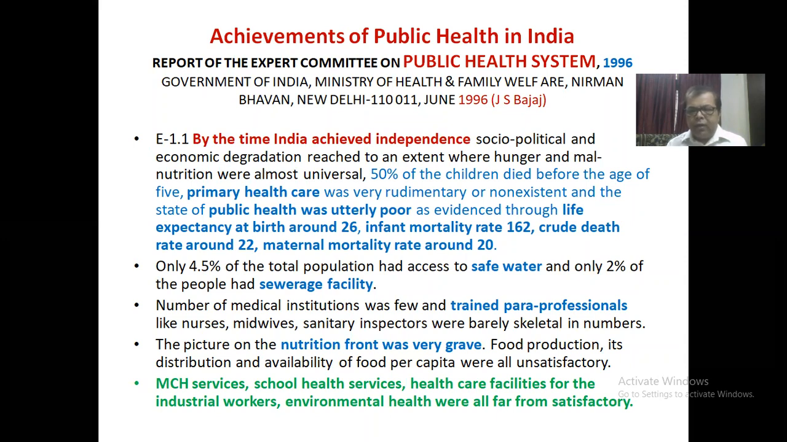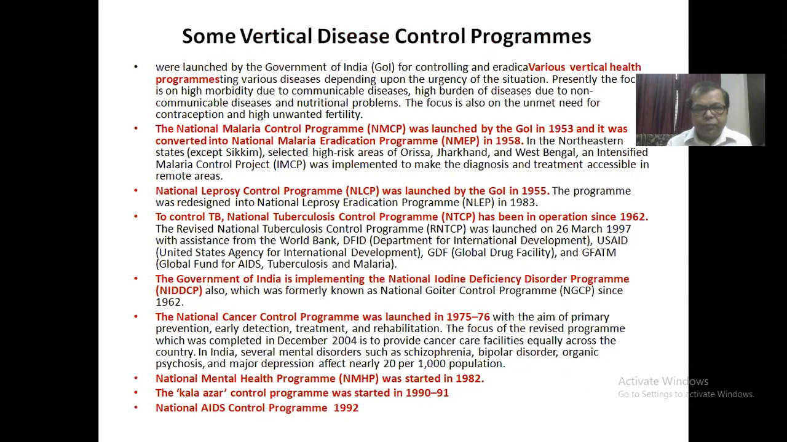So what happened in the past 7 decades? We have made several improvements. This report, submitted in 1996, talks about the conditions which prevailed in 1947, which are beyond imagination as of today. So if we want to understand and count the achievements of public health intervention, then we need to look at some specific interventions.